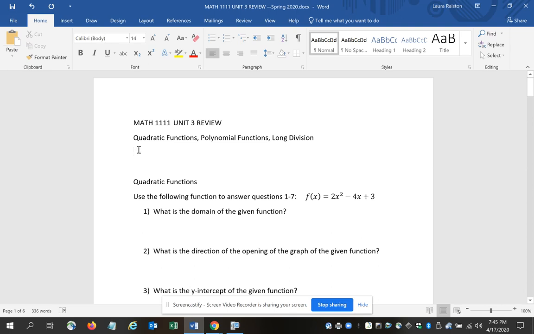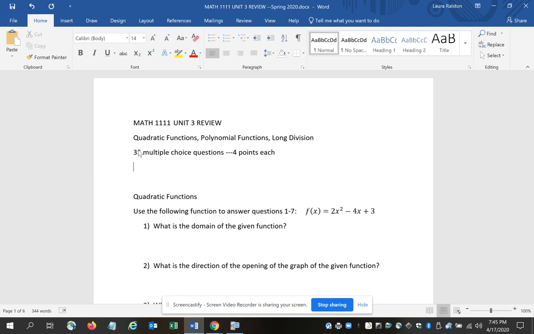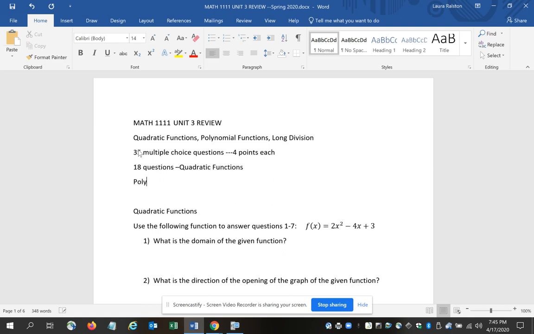On the test, there are 35 multiple choice questions, and they are 4 points each, which means you have 150 points total. There are 18 questions related to the quadratic functions. For polynomial functions, there's a total of 12 questions.